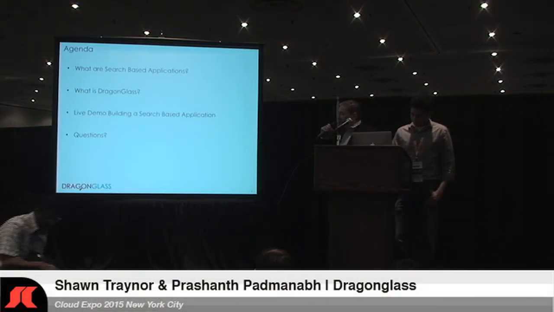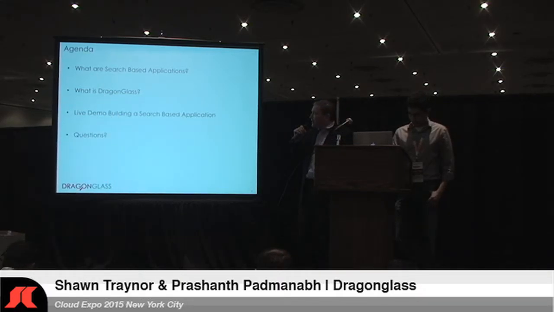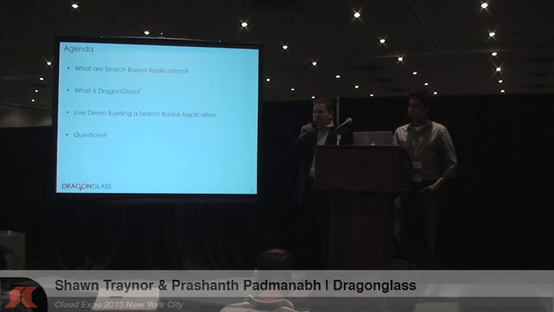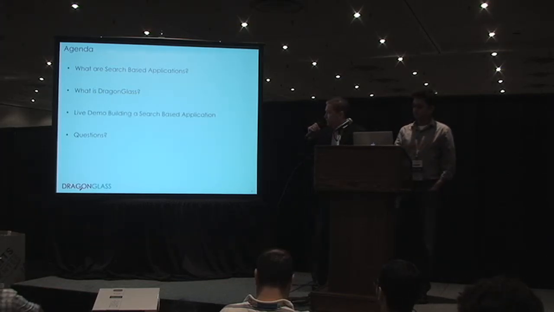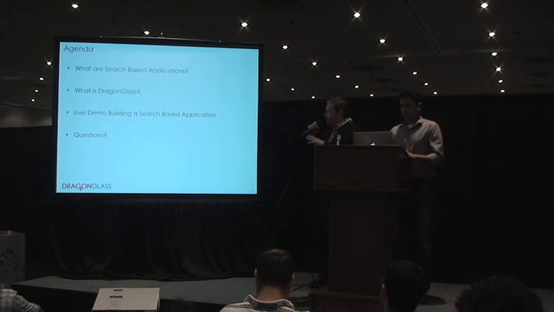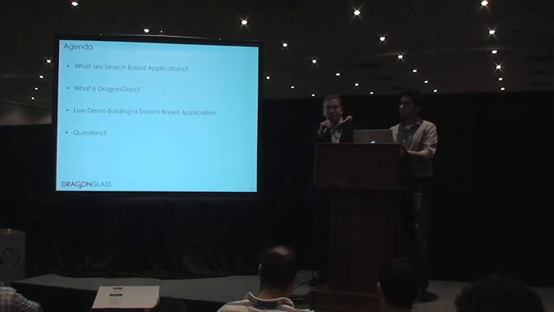So the first thing that we're going to do is, we're not going to kill you with a lot of slides, but we're going to explain what we mean by search-based applications. Then we're going to introduce our new product called Dragonglass, which helps you build search-based applications. That's going to take about 5 minutes, and then in the next 15 minutes we're going to build a live demo of a search-based application right in front of you from scratch.